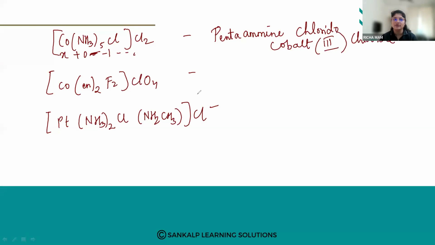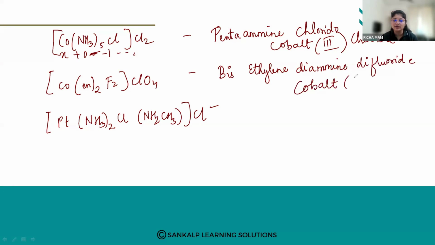Okay, next one. So you have ethylene diamine and fluoro groups. Ethylene diamine, E will come first, then F will come. So what will we write? Bis(ethylenediamine) difluorido. Then we have cobalt 3, and this is perchlorate. Okay, it is perchlorate.